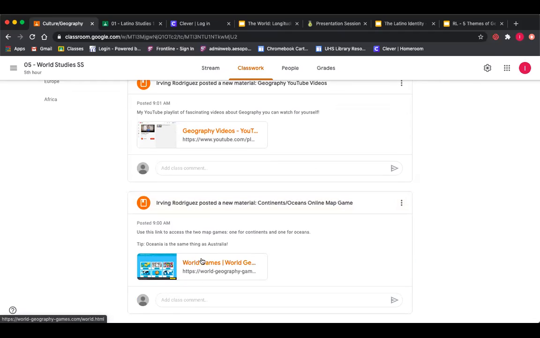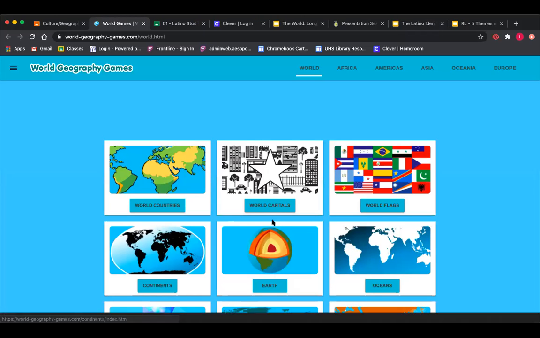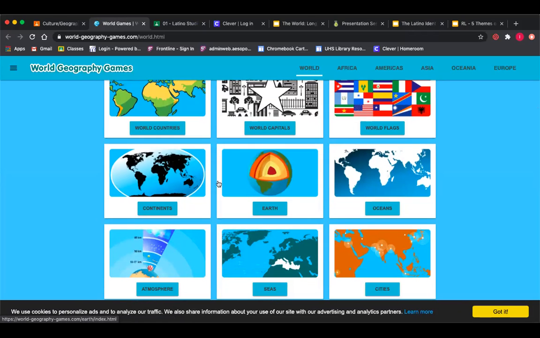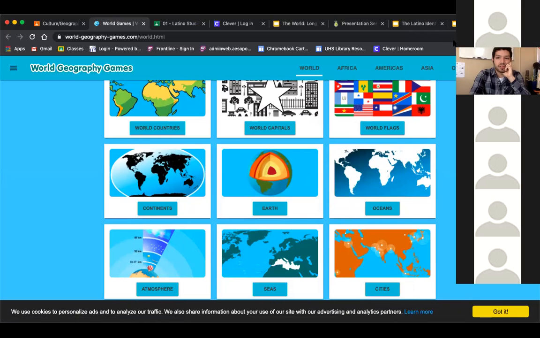And here's that world map game, continents and oceans. So if you're still lost and have no idea what your continents or oceans are, you have these games right here to help you out with that. If I see that most of us don't know our continents and oceans, expect a quiz of some sort, probably. Who knows, right? We'll see if I go ahead and do that for you.